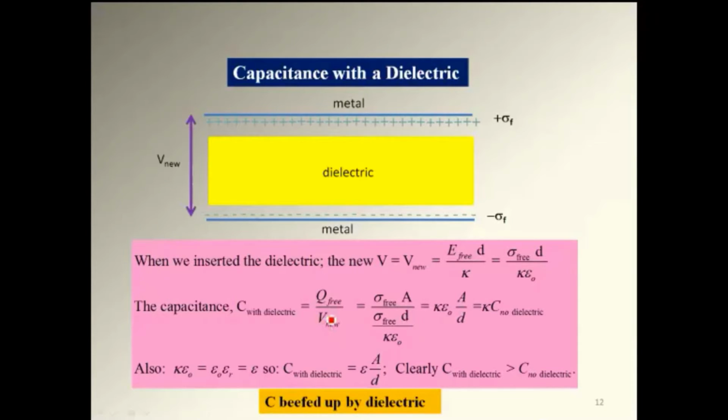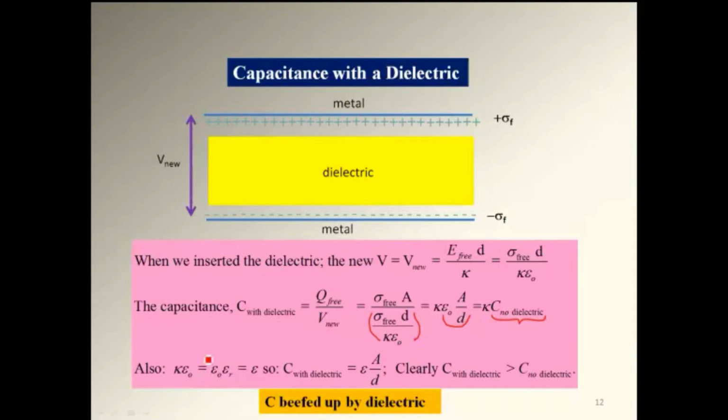Putting in our various terms here, Q free is sigma free times A. V sub nu is given by this, so that came from up here. Simplify this and you get kappa epsilon 0 A over D. That's the capacitance of the unfilled capacitor. You could call it no dielectric. So kappa times the unfilled capacitance is equal to the capacitance with the dielectric.